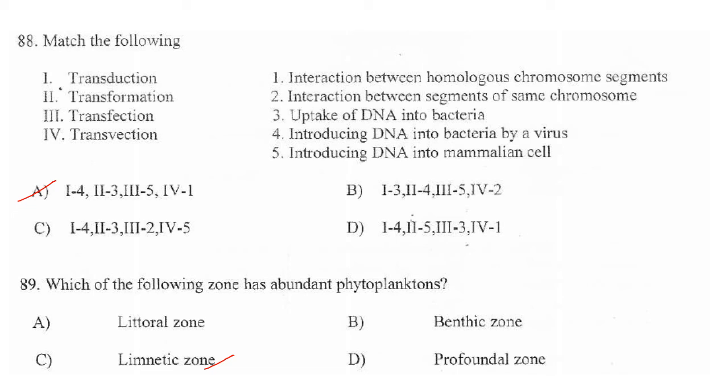Which of the following zone has abundant phytoplanktons? So it is the limnetic zone that is having abundant phytoplanktons, because it is a zone more heavily responsible for oxygen production within the aquatic ecosystem. So the answer is option C, that is limnetic zone.